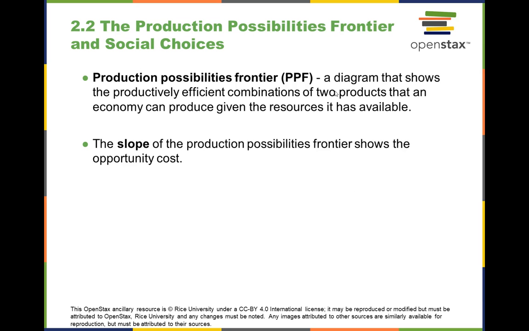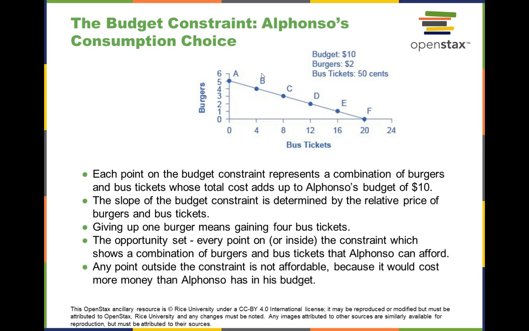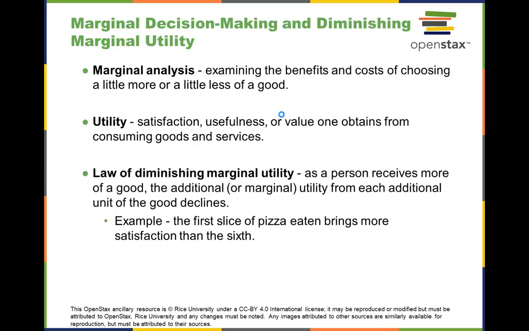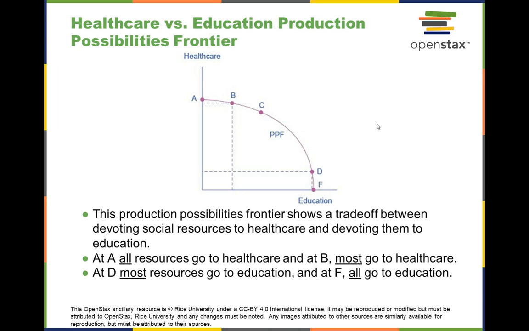The production possibilities frontier is one of the systems of models that we use, like the one that was pictured for individual people. The production possibilities frontier, or PPF, is a diagram that shows the productively efficient combinations of two products that an economy can produce given the resources it has available. The slope of the production possibilities frontier shows the opportunity cost. So this is healthcare versus education. A society can spend its money on healthcare or it can spend its money on education.